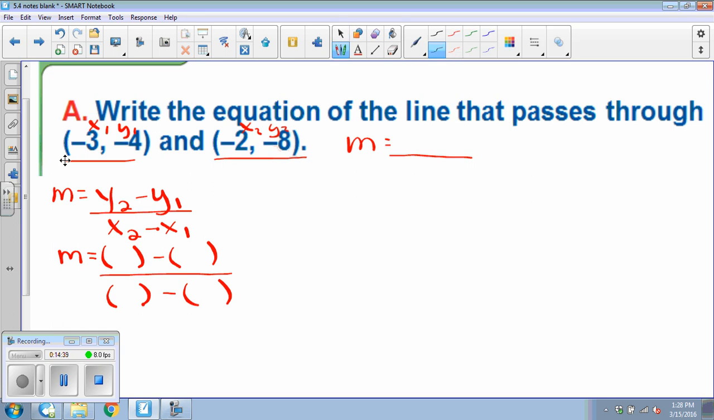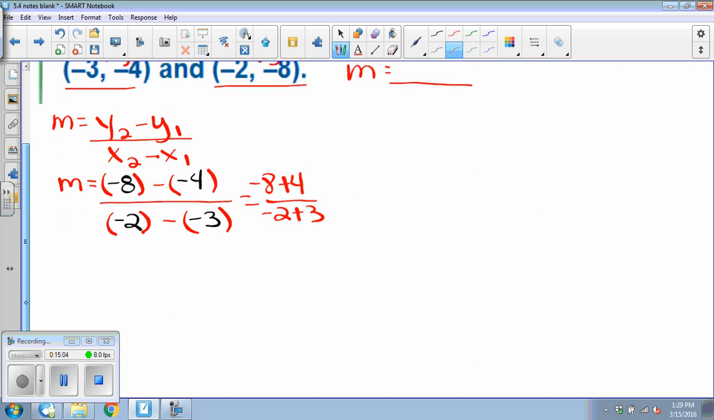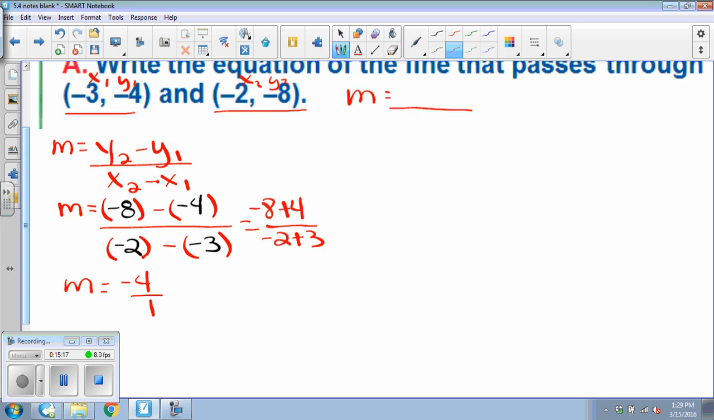Y2 is -8. Y1 is? X2 is? X1 is? Okay. So, that's -8 plus 4 over negative 2 plus 3. Change those minus negatives to pluses. So m equals, what's negative 8 plus 4? And negative 2 plus 3 is 1. Okay? So the slope is negative 4 over 1. So that's what we need to write the equation.